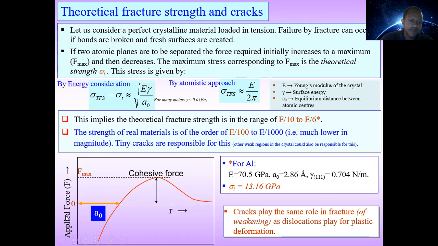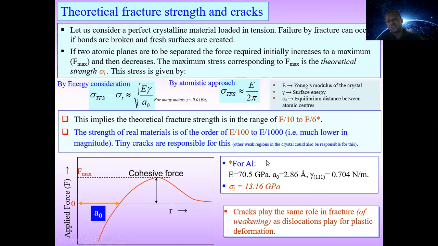The y-axis implies the amplitude of force F, and the x-axis implies the atomic radius or atomic distance. This is the graph increasing up to F max and then decreasing. The point here indicates the equilibrium distance between atomic centers. So this is the equilibrium point.